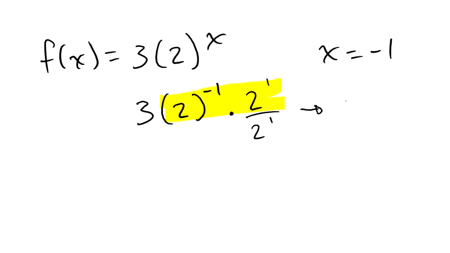So this becomes 3 times 1, or just 3, over 2. So there's a 2 down in this denominator. So this becomes 3/2 when I plug in x equals negative 1.